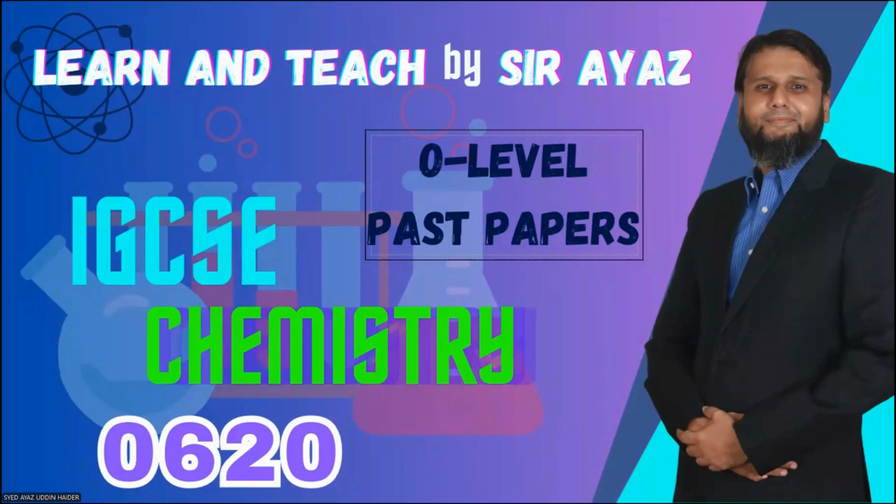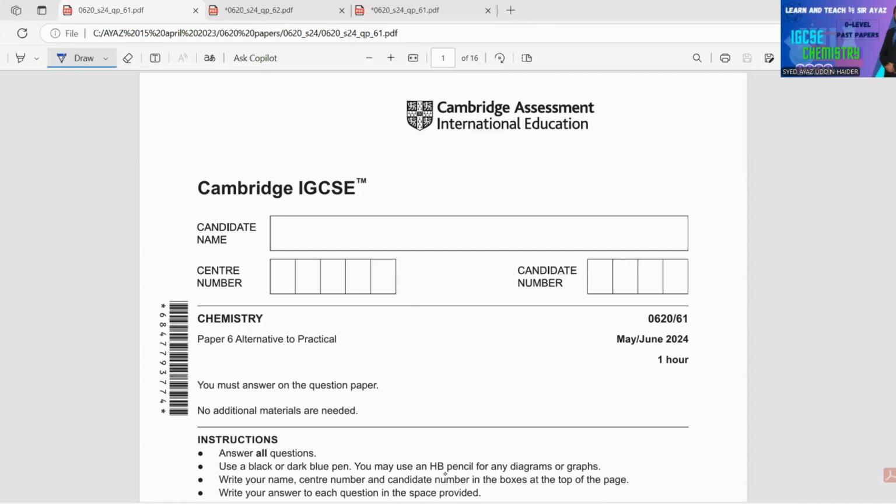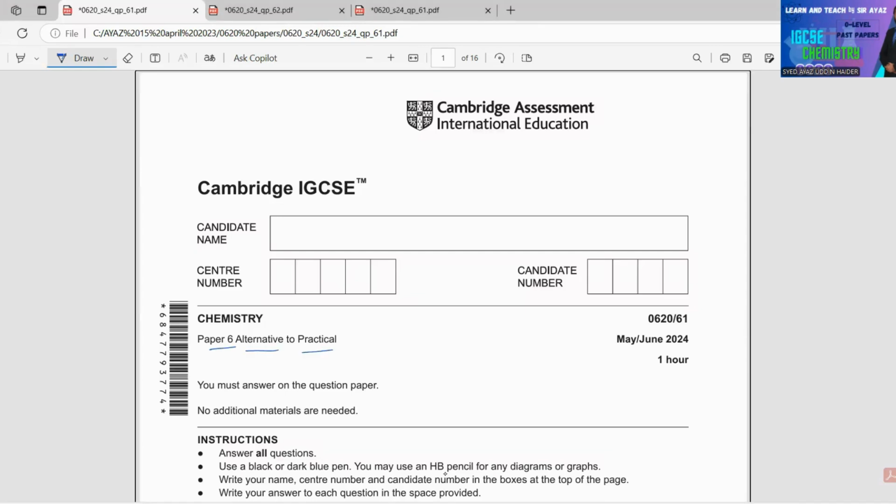So I'm continuing my O-level past papers session, and this time I've selected IGCSE Chemistry 0620. Today we have paper 6, which is alternative to practical. The variant I've selected is 61 and it's of May-June 2024.